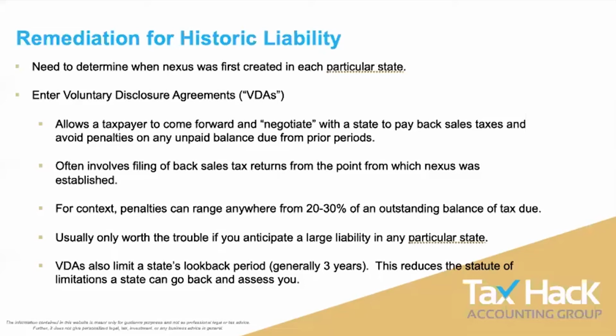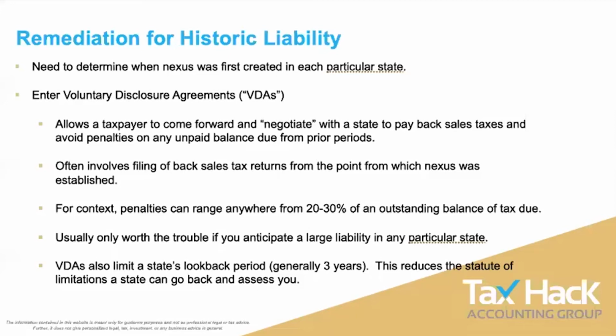One other thing to mention is these are usually only worth the trouble if you anticipate a large liability in any state. So, if you've got like $20,000 worth of sales in a state, and let's say you have Nexus for the transaction volume threshold, so let's say you were over 200 transactions, you might be selling items that are a little cheaper, but you have a high volume of them. Probably not worth going back and hiring somebody to do a voluntary disclosure agreement for $20,000 times, let's just say 10%, so $2,000. The cost will outweigh the benefit in that situation.